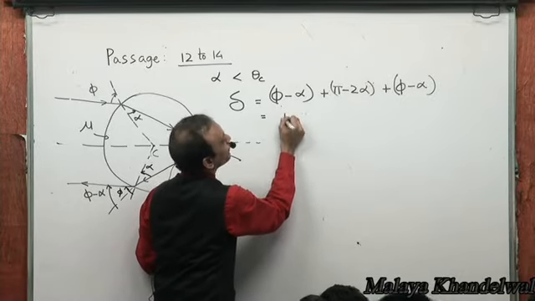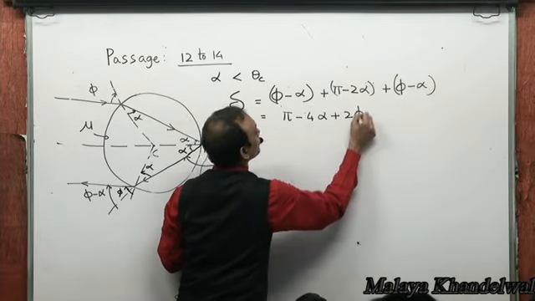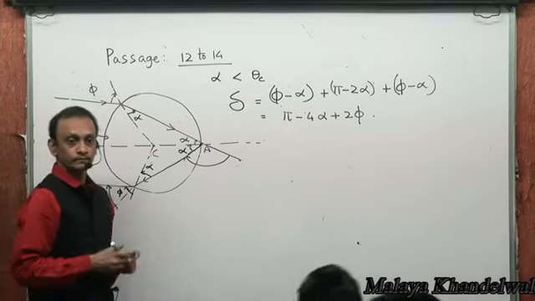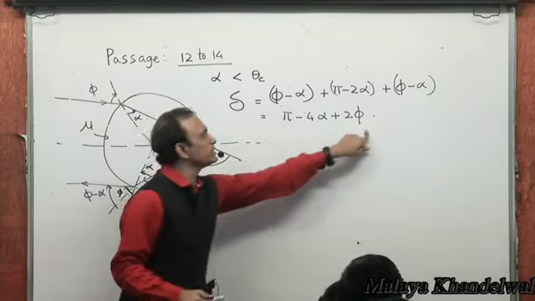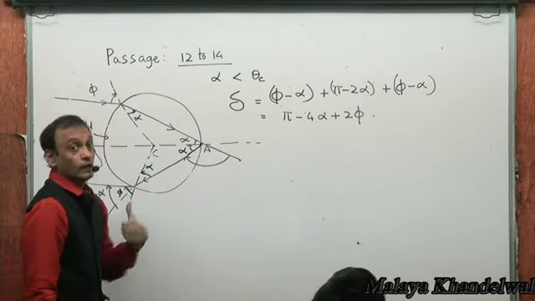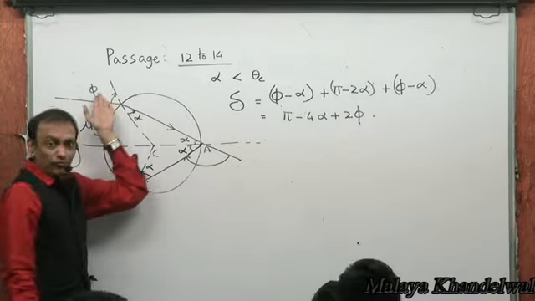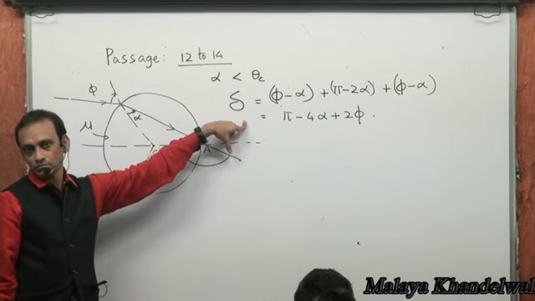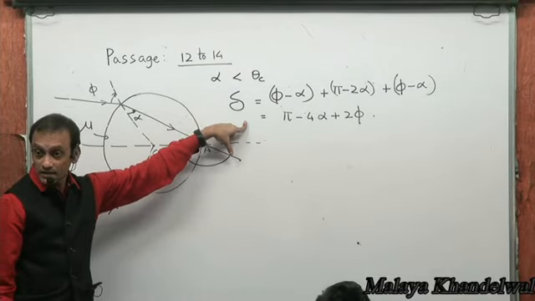So this turns out to be pi minus 4 alpha plus 2 phi. That's the deviation produced. Yes or no? Different values of phi will give me different values of alpha, and therefore you'll get different deviations. This is the expression for deviation in the situation shown. Now I want to find phi. The last part of the problem: find phi so that delta becomes delta min.